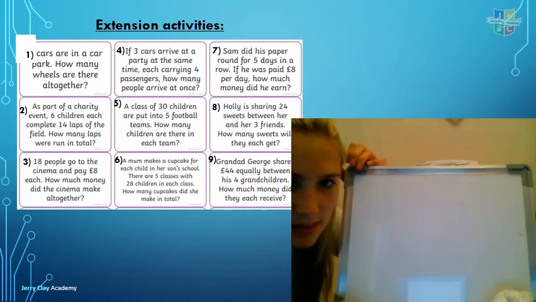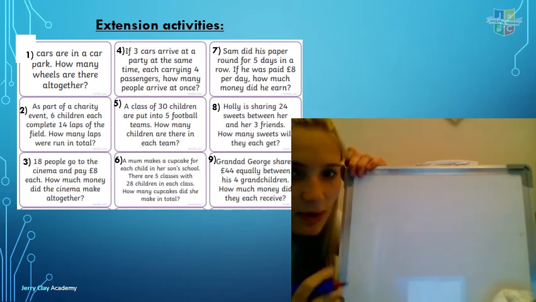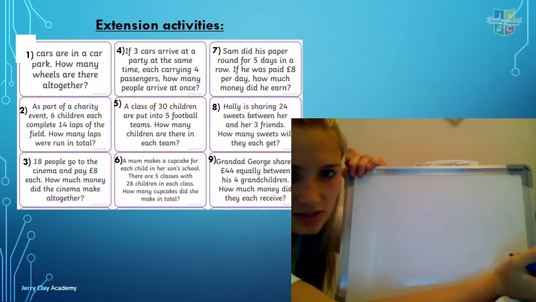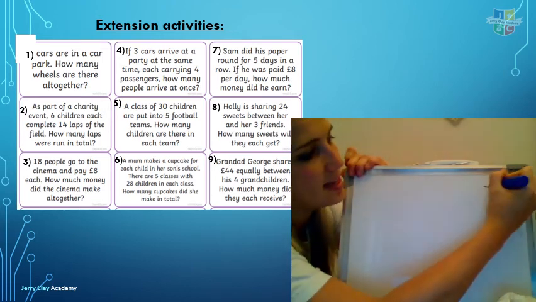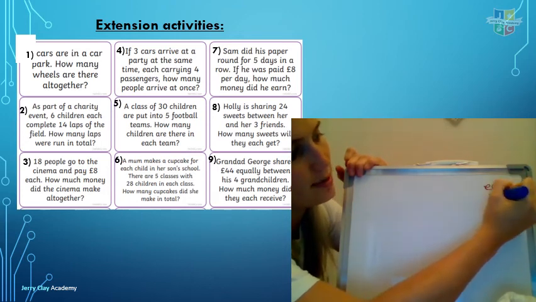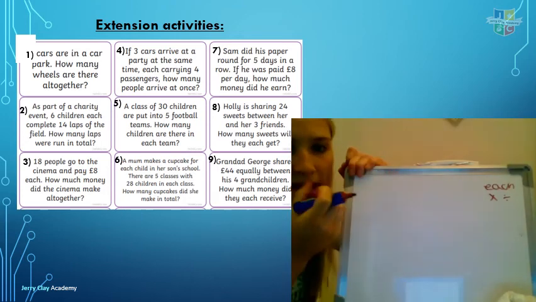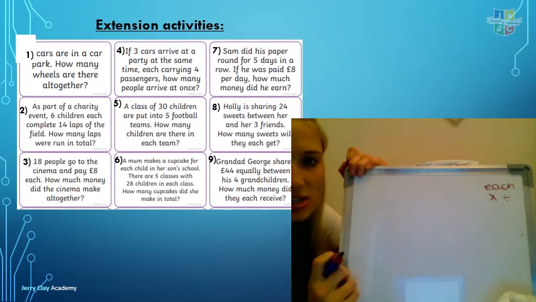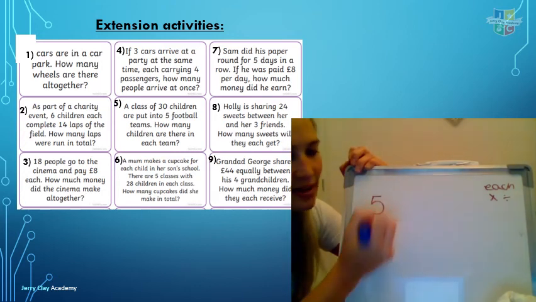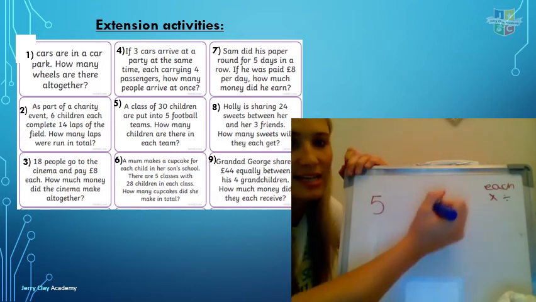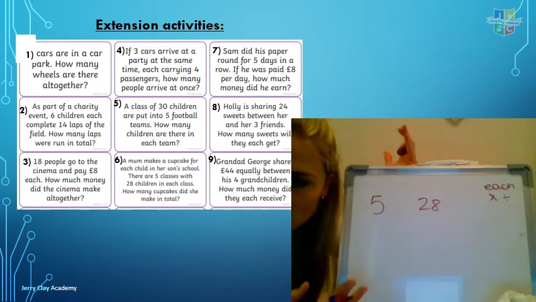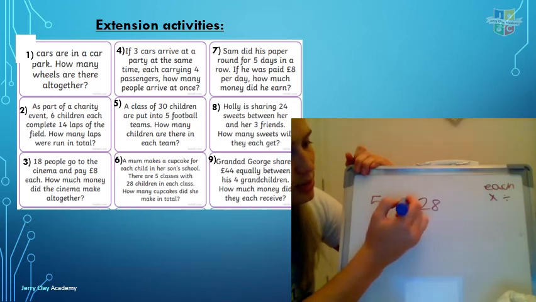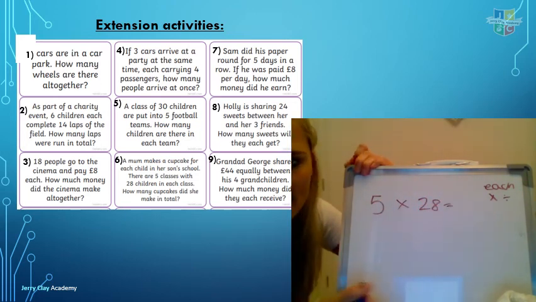Question 6, a mum takes a cupcake for each child in her son's school. There are 5 classes with 28 children in each class. Again, we've seen that word each, so we know we're going to be timesing or dividing. How many cupcakes did she make in total? Well, if I know there are 5 classes and in each class there are 28 children, we want to know how many cupcakes, so we're going to need lots of cupcakes, so we can do 5 times 28.